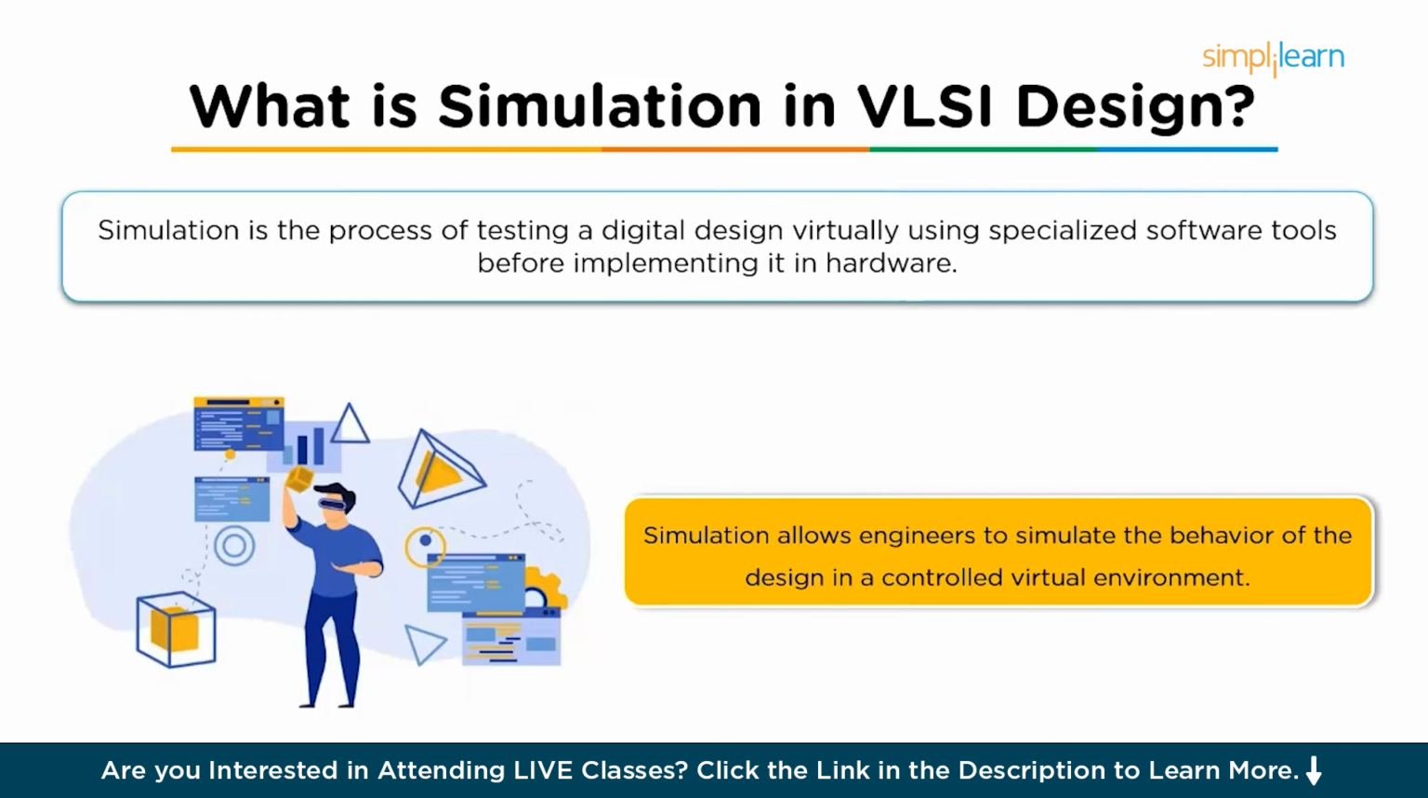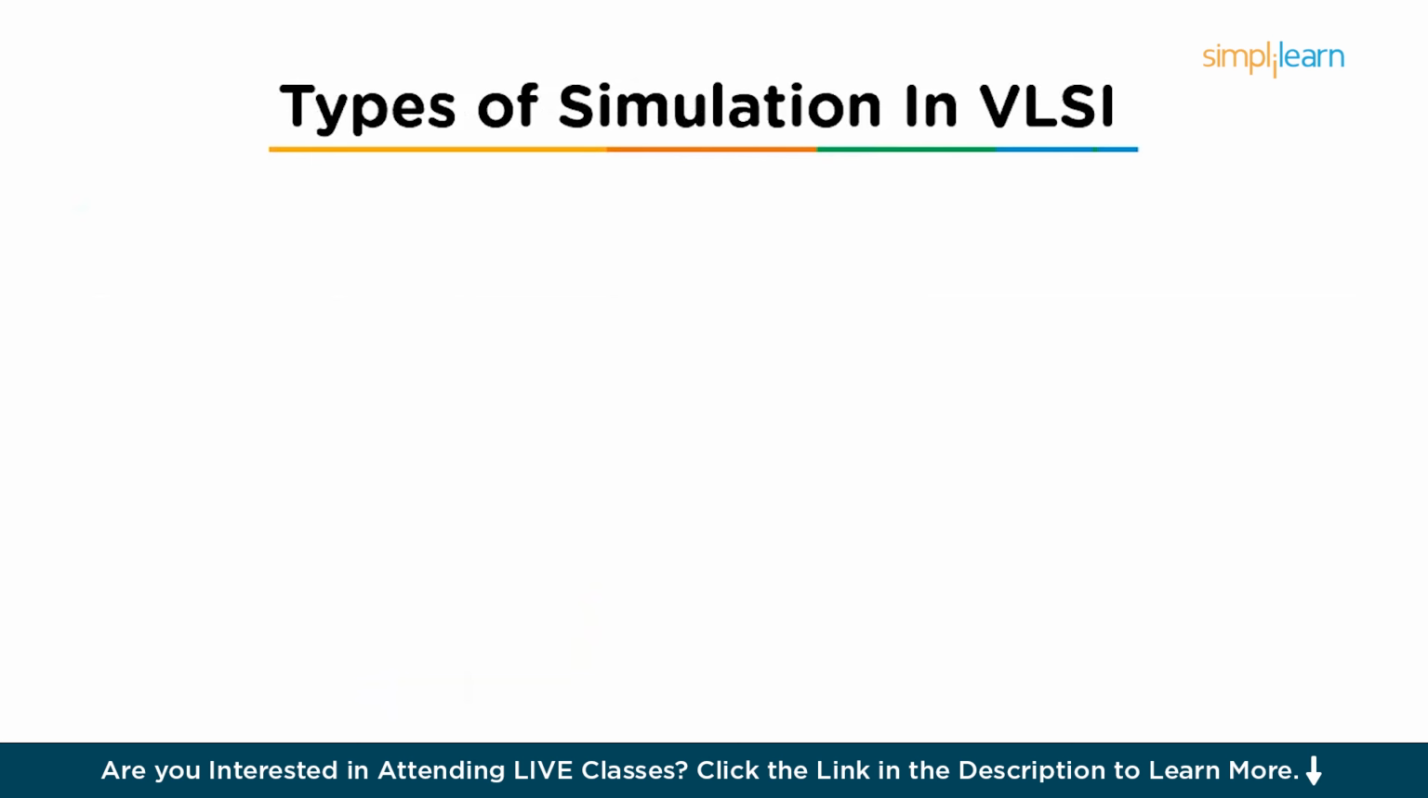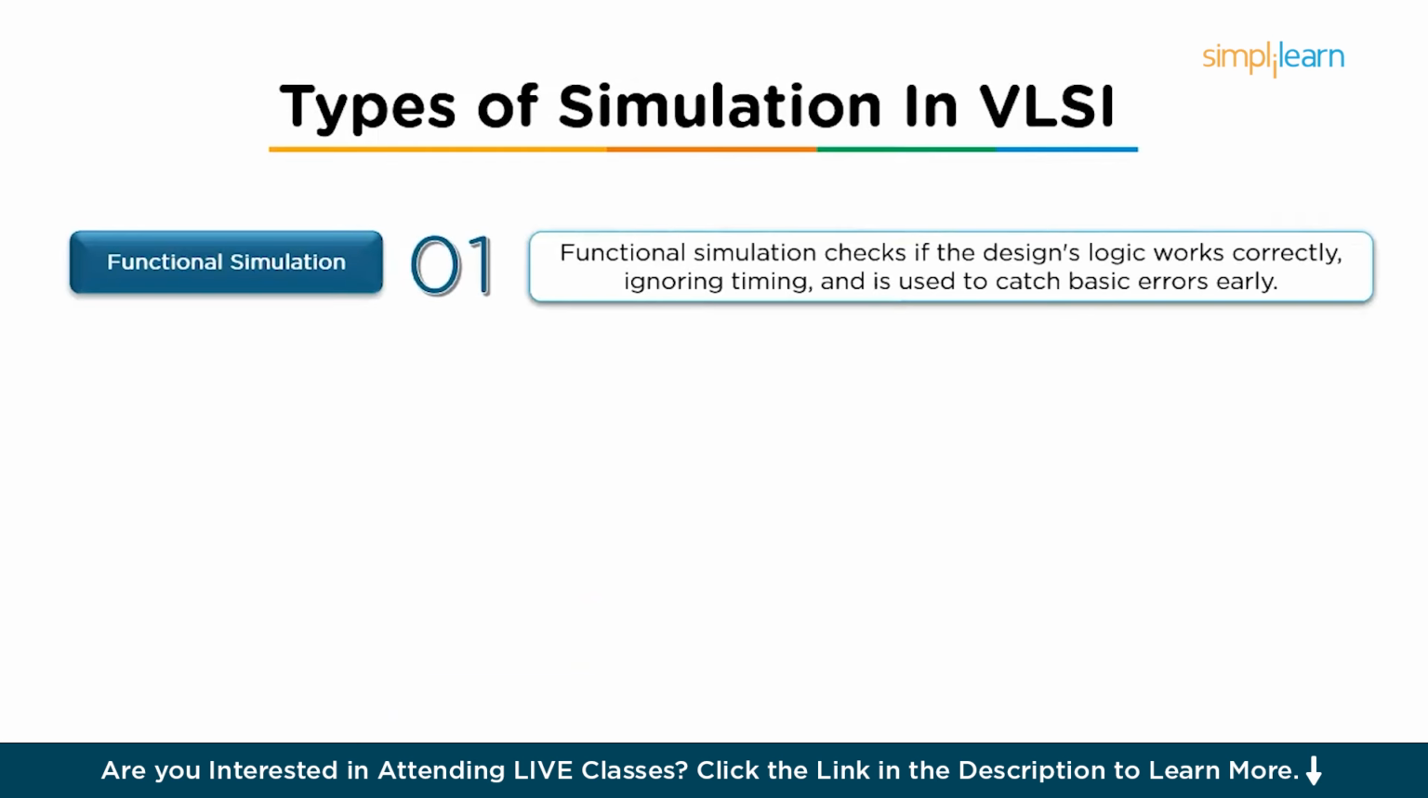So now let's understand the types of simulation in VLSI. The first one is functional simulation. Functional simulation is a type of simulation that checks whether the design functions correctly. That is, whether the logic described in the Verilog code produces the expected result. Functional simulation does not take into account timing issues. It simply verifies the logic of the design. It is typically the first step in the simulation process as it helps catch basic errors in the design before the complex timing issues are considered.